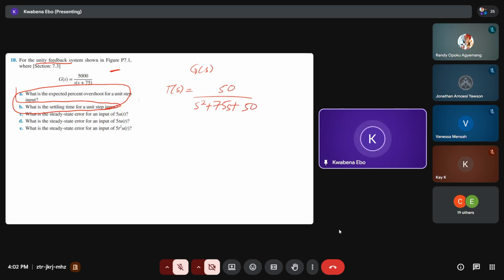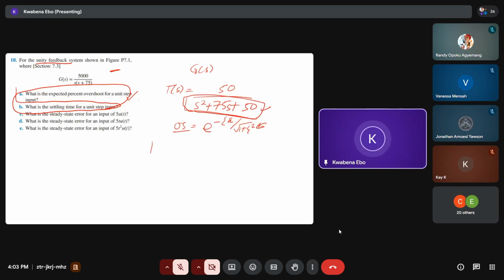Now the first question asks for percent overshoot. You know that the percent overshoot formula is e raised to the power of negative damping ratio times pi over the square root of 1 minus damping ratio squared. We already know how we find the damping ratio from this. So you find your damping ratio from here, you put it here, and you find your percent overshoot.